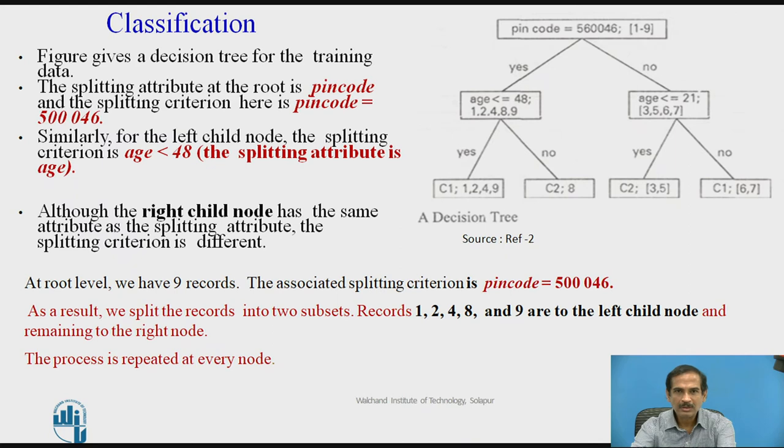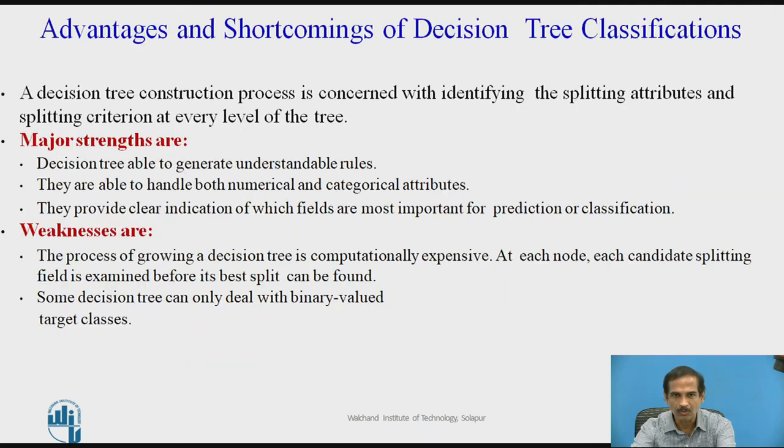Now we see that the splitting node in this particular graph is the pin code. And we see here that although the splitting attribute is the age, the right child node has the same attribute as the splitting attribute. At the root level, we have 9 records. All are associated with a criterion called pin code 500046. As a result, you have 2 subsets of records, 1 to 8 and 9 to the left child, and the remaining all go towards the right child. This is repeated for every node.